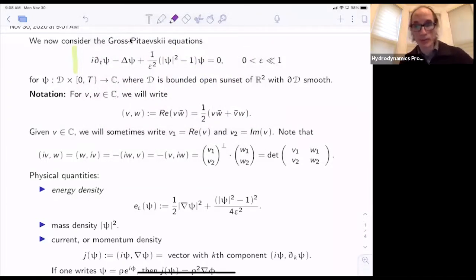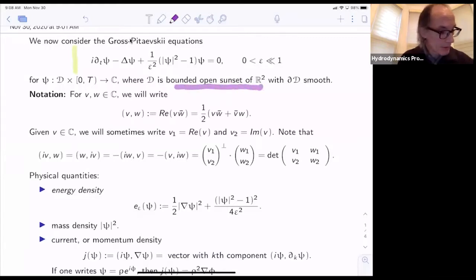for a complex valued wave function, psi. So for the next couple of weeks, I'll be discussing it on a bounded open subset of R2.